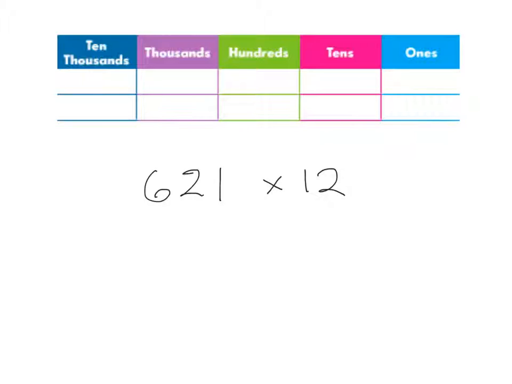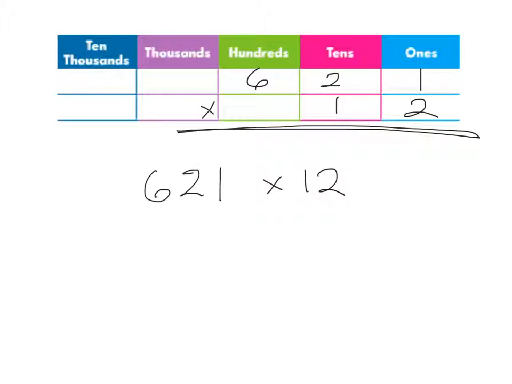621 times 12. So this is multi-digit because it takes up 3 digits, 3 place value columns, and we're multiplying it by a 2-digit number, which is something in the tens column and ones column. So let's take what we have and break it down into two things that we know we can do.